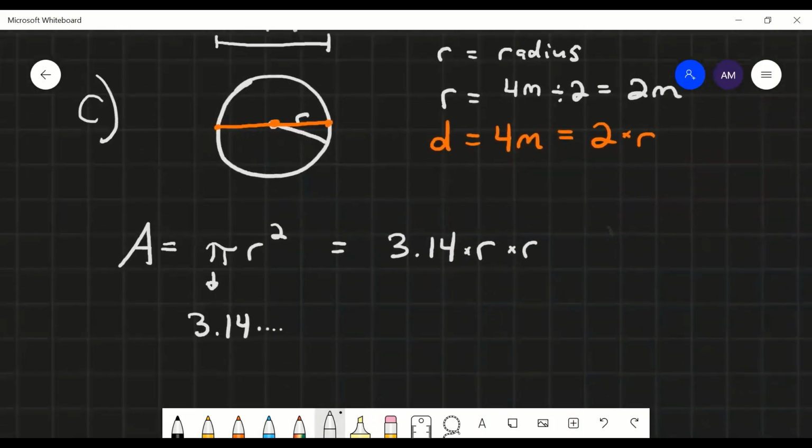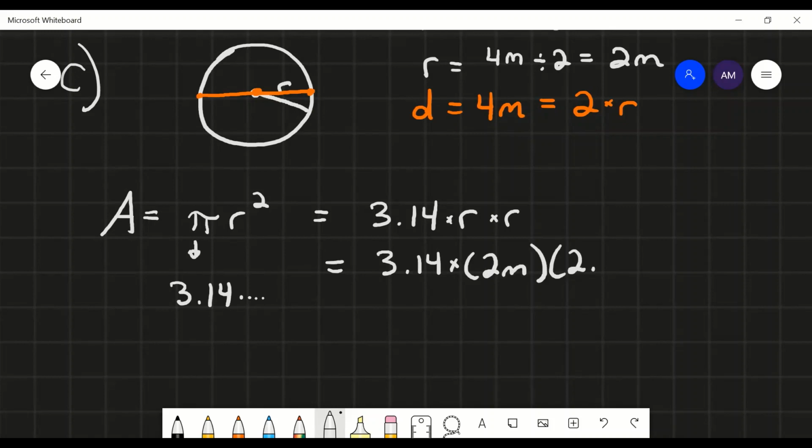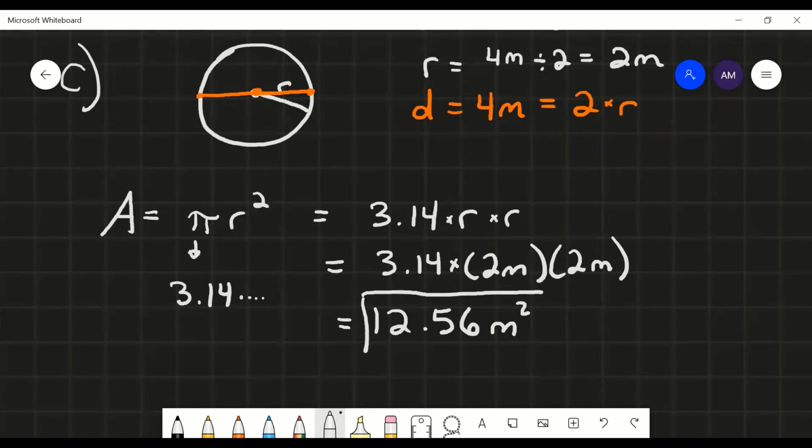Now let's apply this area formula. 3.14 times the radius, which is 2 meters, squared, or times the radius again. So 3.14 times 2 times 2 is about 12.56 meters squared, because there's a meter times a meter. This is our area, and this is how many square meters we can fit into this circle.